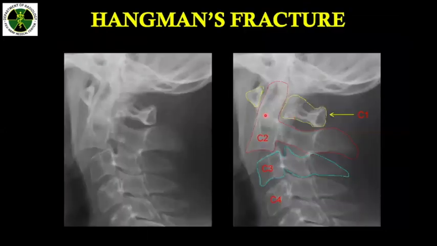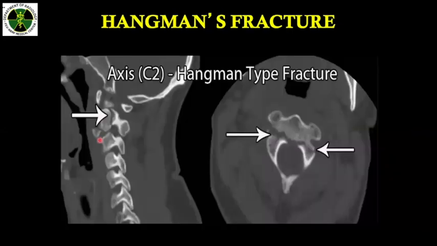So here, C2 is supposed to be aligned with C3 and the rest of the cervical vertebrae, but here there is anterior displacement with a fracture. The fracture is not that well delineated, but there is a lucency here, suspicious for a fracture of the posterior element.